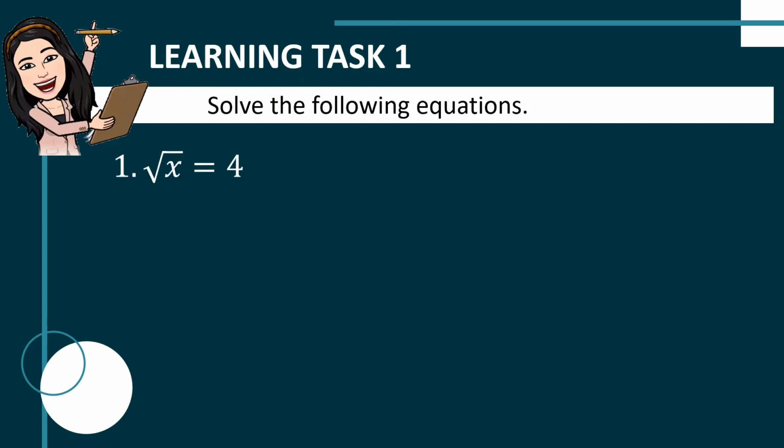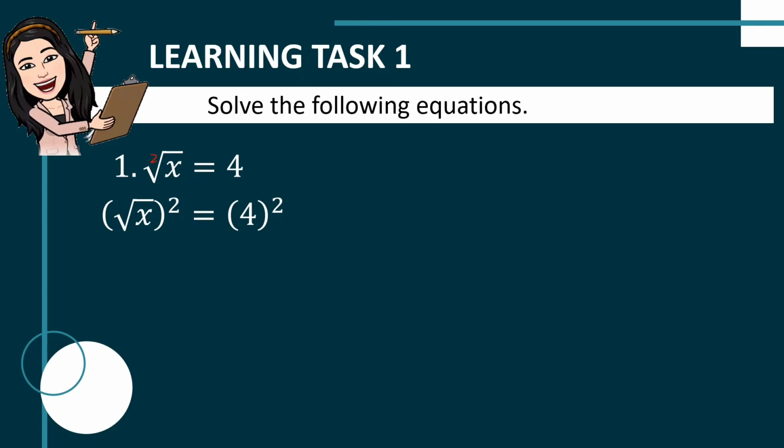So for this number 1, our given is the square root of x is equal to 4. So here, how are we going to solve it following the steps in solving a radical equation? Okay, so here, naka-isolate na siya. So, all we need to do is to get its square. Since ang index natin ay 2, yes, we will get the square of square root of x and 4. Yan po. Niraise lamang natin to the power of 2.